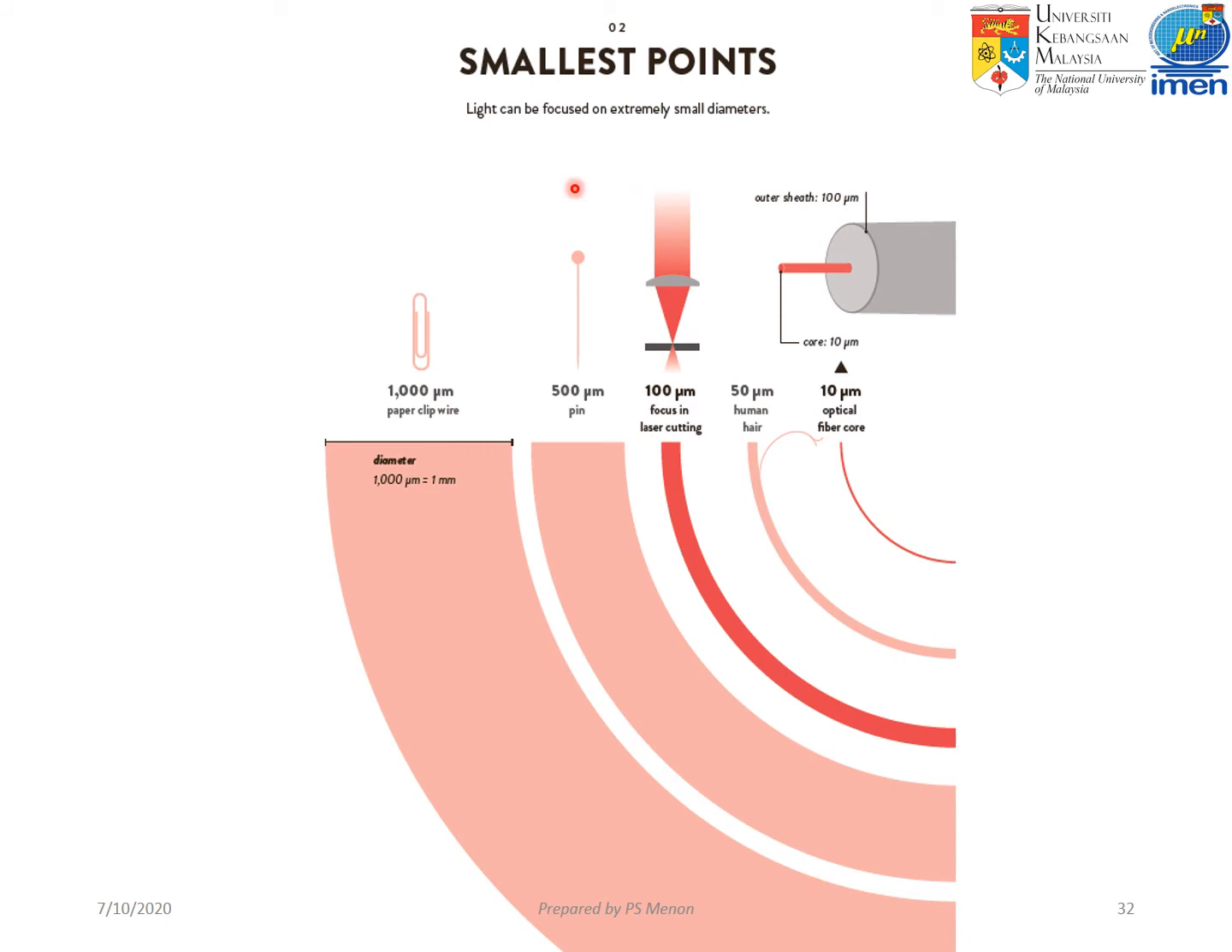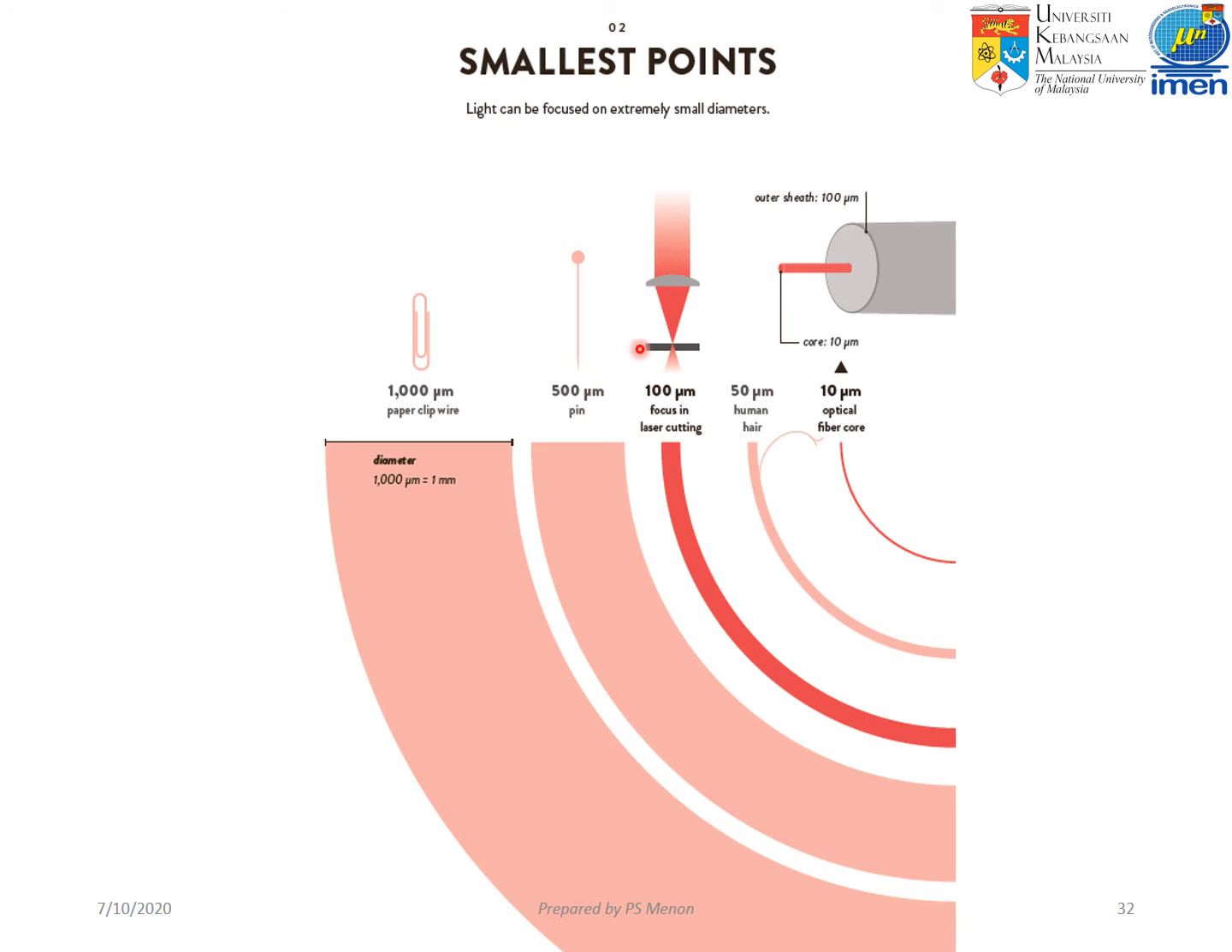Smallest points. Light can be focused on extremely small diameters. So you know the size of a paperclip wire is about 1000 micrometers or 1 millimeter. Okay, that's the size of a paperclip wire, its diameter. Moving on, you have a pin. The edge of the pin is 500 microns, which is 0.5 millimeter.